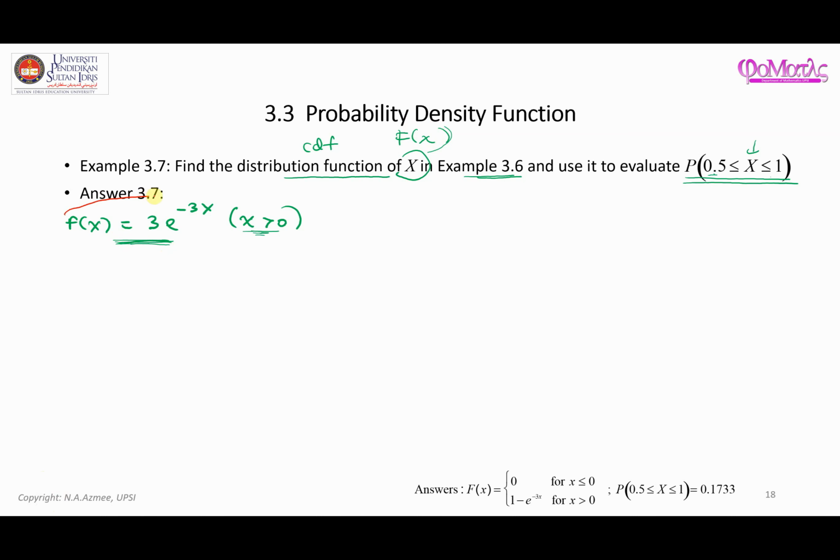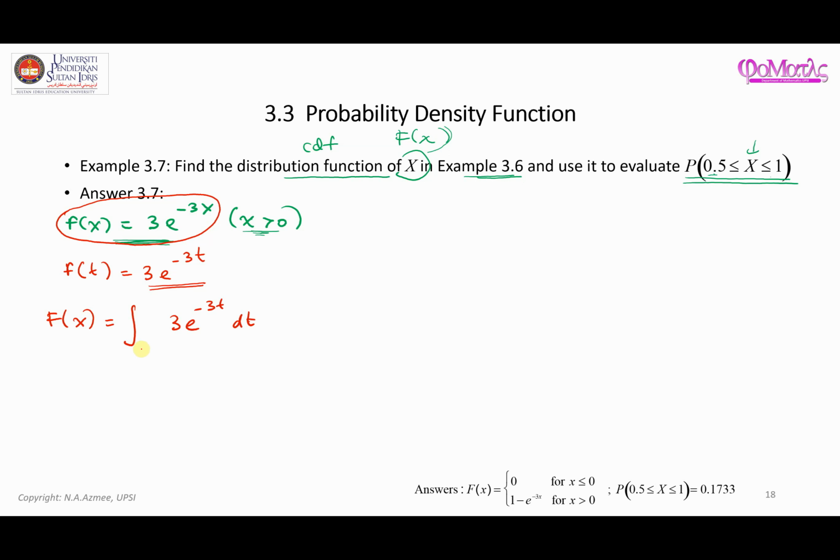We need to integrate this function right here, and before we can integrate it, we need to switch the representation to the value of t. We're going to use a new representation, which is f(t) = 3e^(-3t). Then we can continue with what we need to do, which is to find the big F(x). This is going to equal the integral of 3e^(-3t) dt.